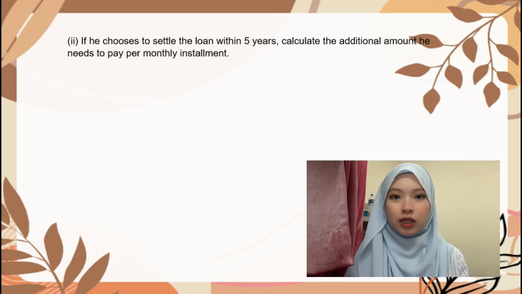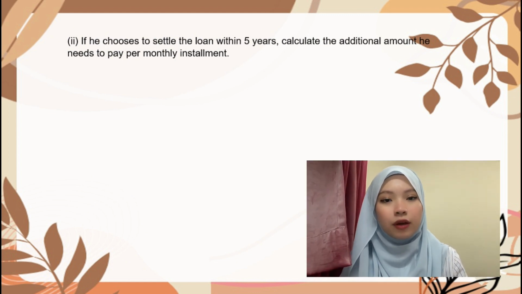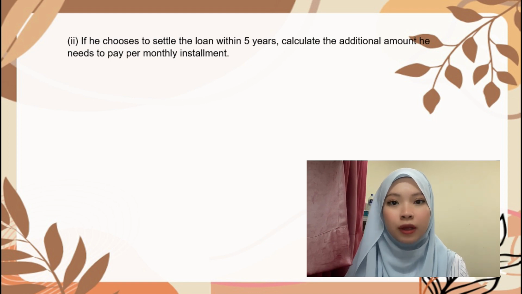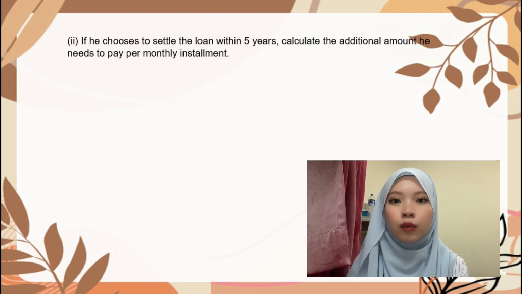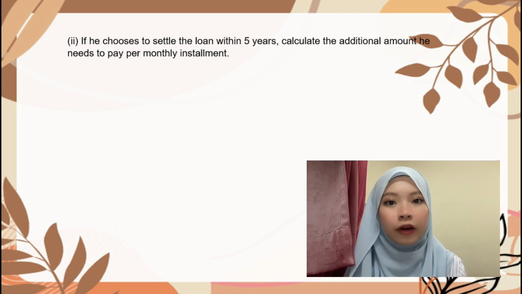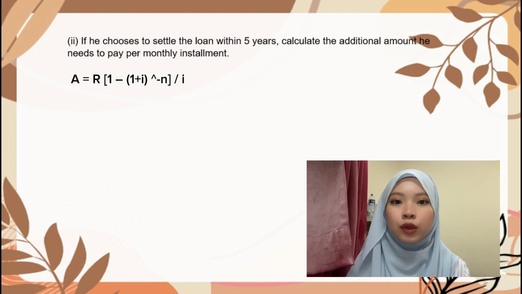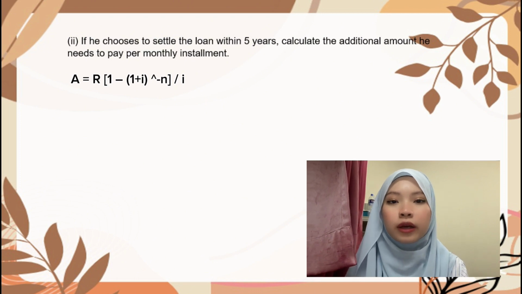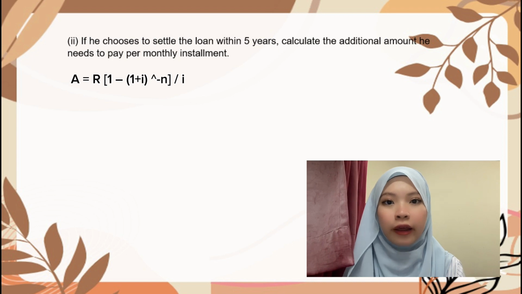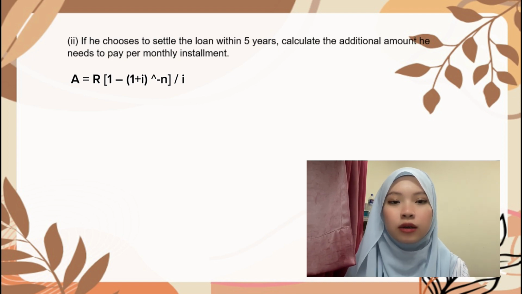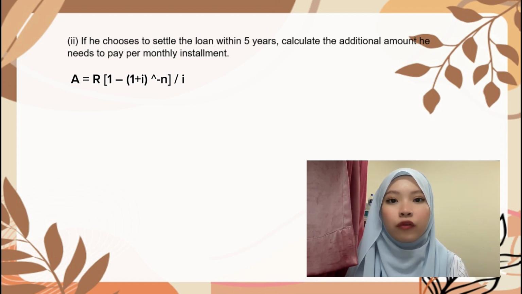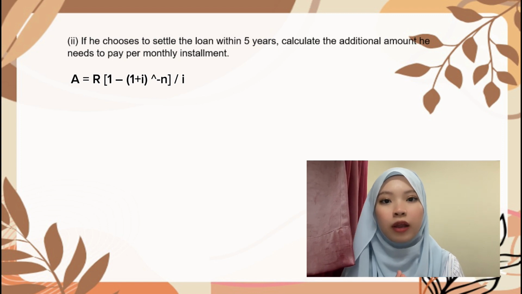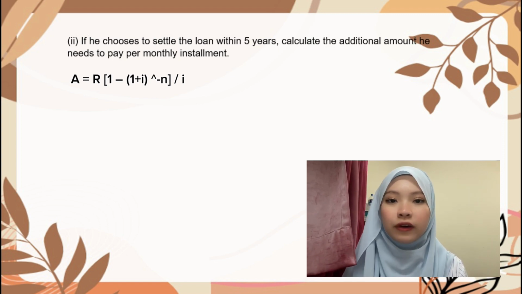So for the second question, we need to find the additional amount that Fitri needs to pay for his monthly repayment, because in the question it states that he wants to settle the loan within 5 years only. So we are still going to use the same formula, which is A equals R, open bracket 1 minus (1 plus I) to the power of negative n, close bracket, over I. The difference is that in the first question, we need to find the value of n, but in the second question, we need to find the value of R.